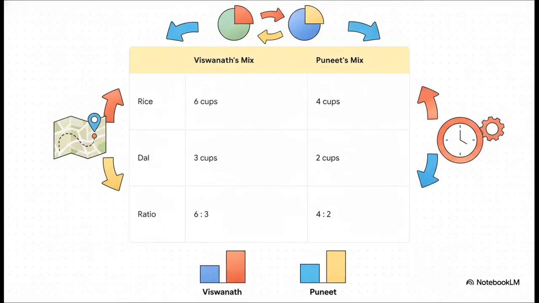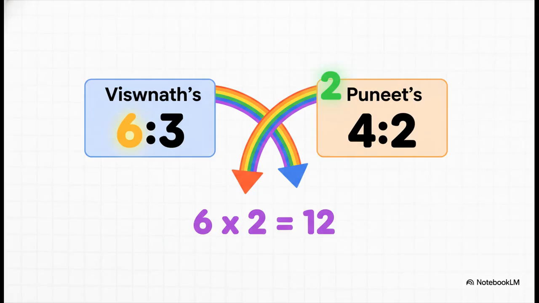Okay, to figure this out, we need to check if their ratios are what we call proportional. Now, that's just a fancy way of asking if they represent the exact same relationship, just scaled up or down. So we have Vishwanath's mix at 6:3 and Puneeth's mix at 4:2. They definitely look different on paper, but are they? Well, there's a really cool, simple trick to find out for sure. It's called cross multiplication, and it's super easy. You just multiply across the ratios.